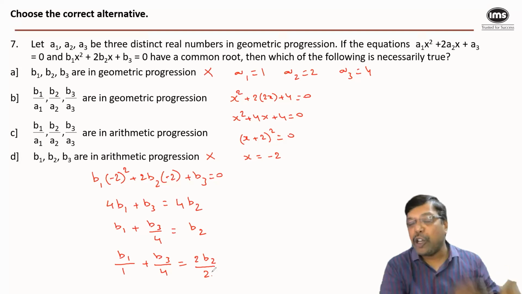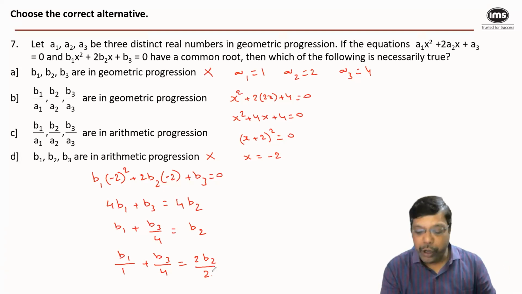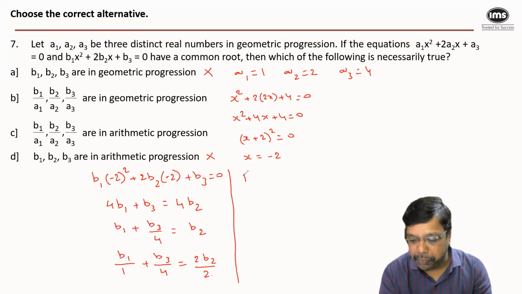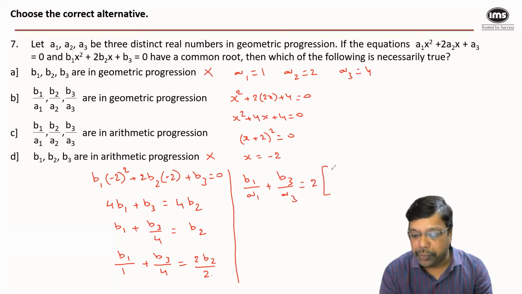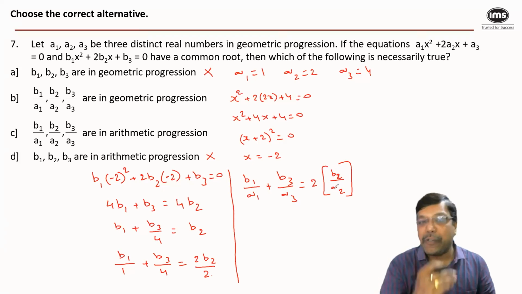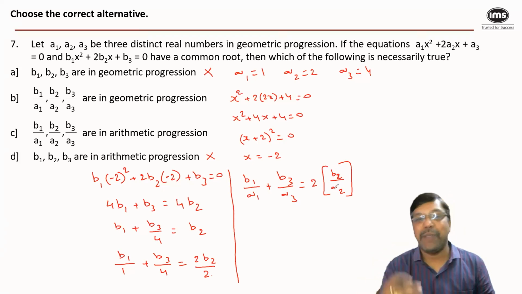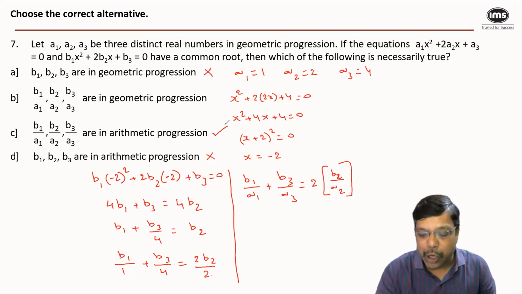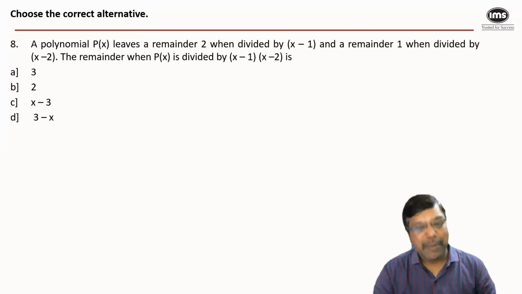Now, if you observe, we know a1, a2, a3 are 1, 2, and 4. Thereby, this equation can finally be written as b1 by a1 plus b3 by a3 is equal to 2 into b2 by a2, which makes us understand that b1 by a1, b2 by a2, and b3 by a3 are in arithmetic progression. Hence, answer option C.